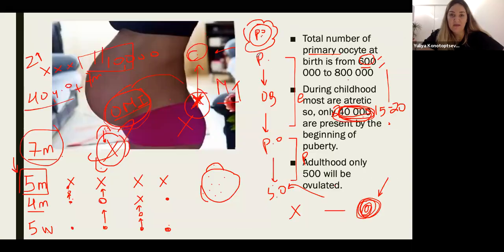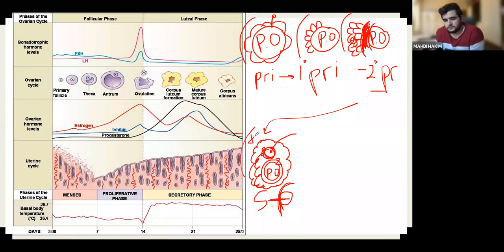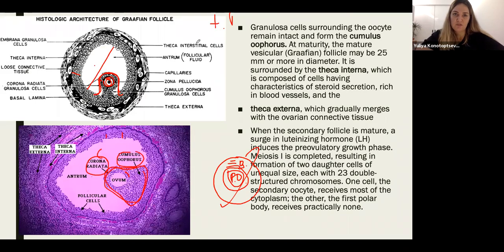So if I go back to this picture that we were drawing, what is outside of each of my follicles? Theca folliculi. What is theca folliculi? It is the connective tissue of the ovary. Okay, I'm going to stay here until the secondary follicle. We're going to start with the tertiary follicle next class, which I think for most of you is tomorrow.